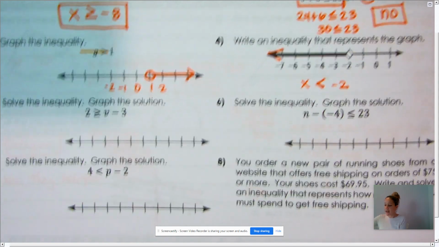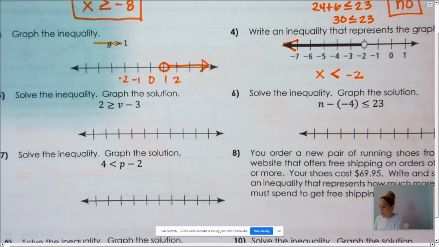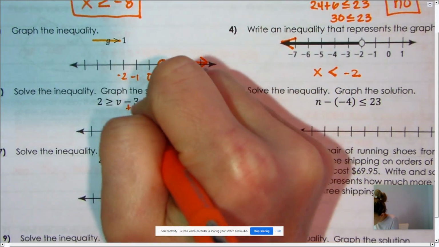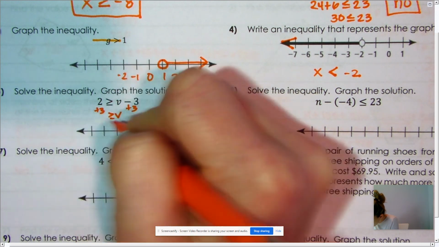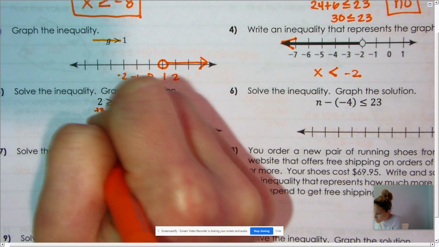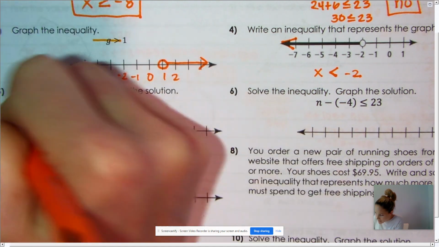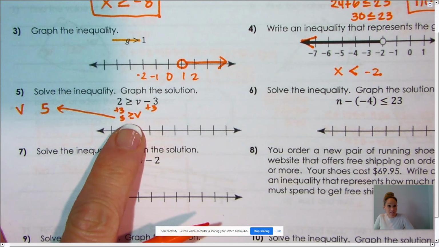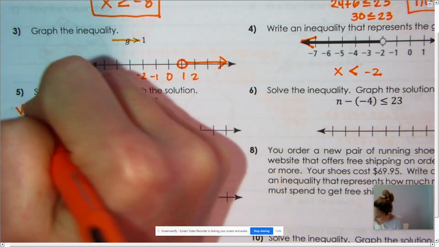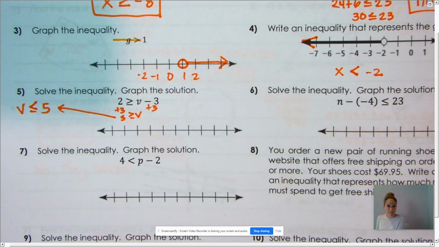Okay, question number 5, we're going to solve and graph. So I'm going to go +3 on both sides, and I get V is less than or equal to 5. I'm going to rewrite that with the V first. Now make sure right now the alligator is eating the 5, so when I rewrite it, the alligator should still be eating the 5, okay?